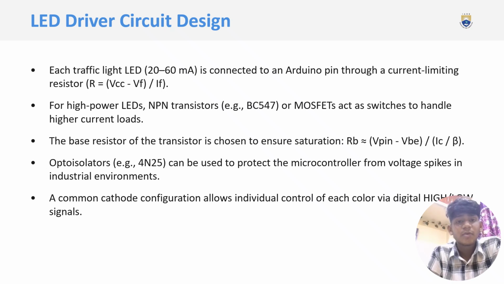LED driver circuit design. Each traffic light LED, 20 to 60 mA, is connected to an Arduino pin through a current limiting resistor. For high power LEDs, NPN transistors or MOSFETs act as switches to handle the higher current loads. The base resistor of these transistors is chosen to ensure saturation. A common cathode configuration allows individual control of each color using digital high or low signals.